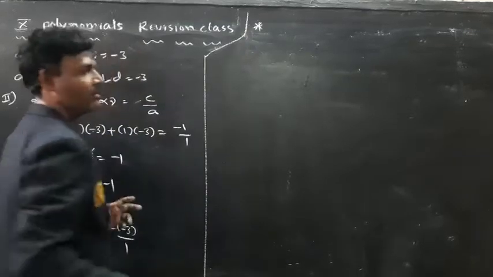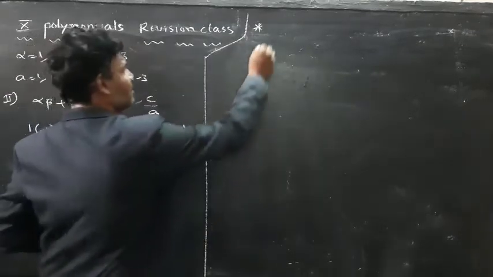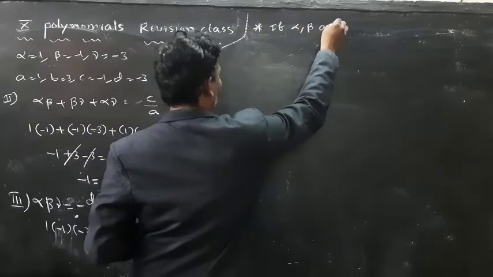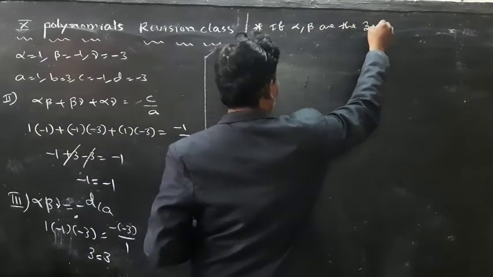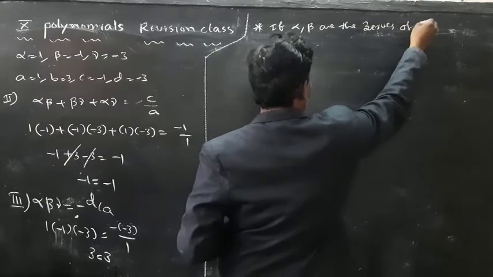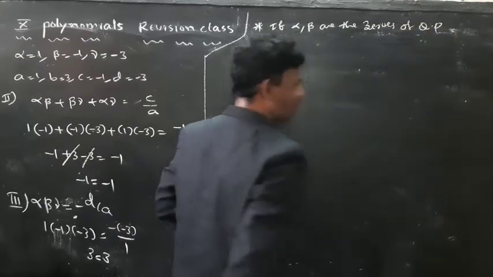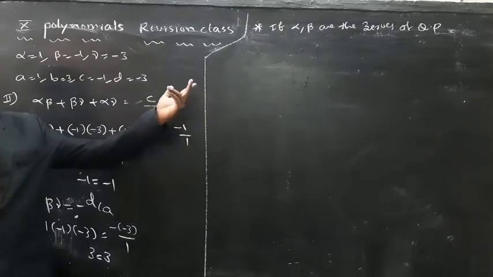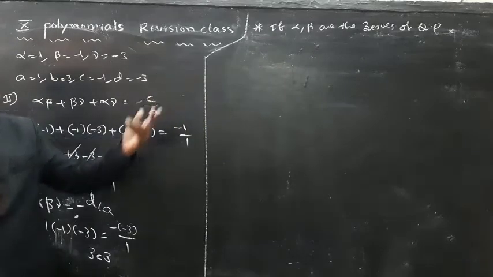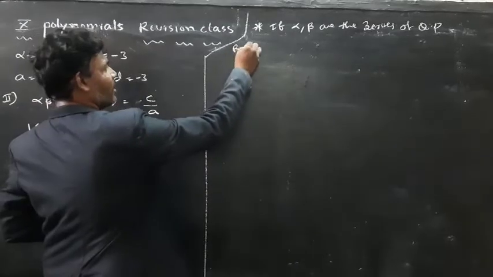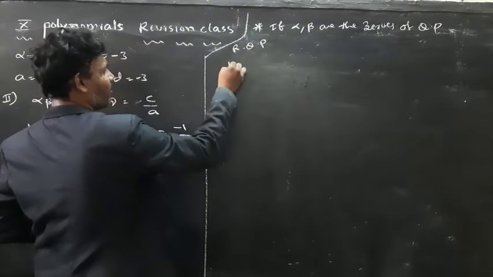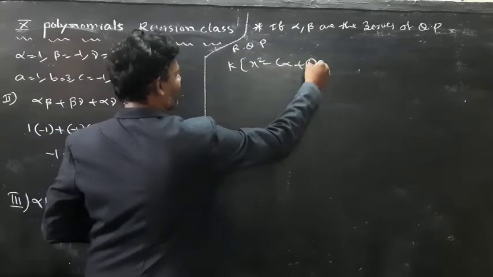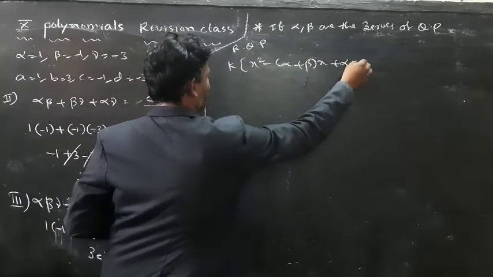Now I am moving to a very important concept. If alpha and beta are the zeros of a quadratic polynomial, then what is the formula to find the required quadratic polynomial? k bracket x square minus alpha plus beta into x plus alpha beta.